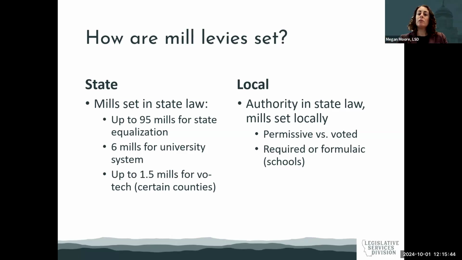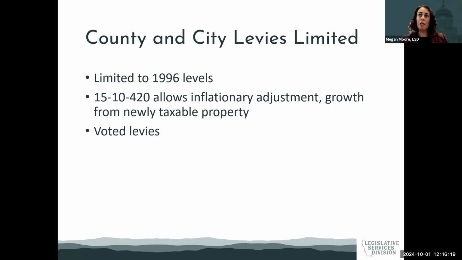At the local level, those entities can levy mills as long as they are authorized to do so in state law. And when we think about local mill levies, they are either permissive, which means they can be levied without a vote of the people, or they're voted, which means they require a vote of the people. And then when you talk about schools, they have mill levies that are sometimes required to be levied, or they have to be levied based on a formula. So I'll talk about that a little bit more here.